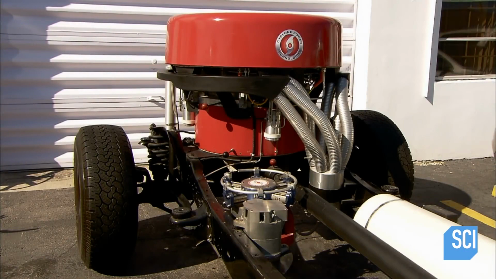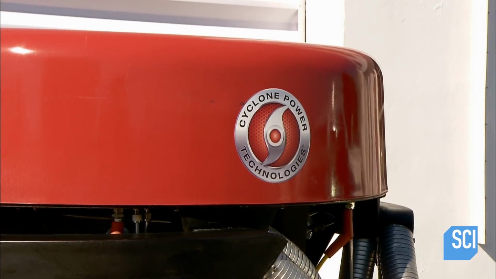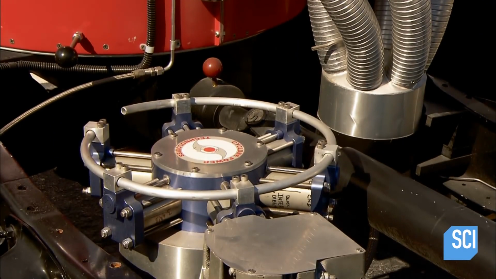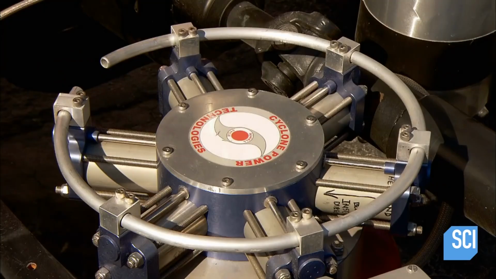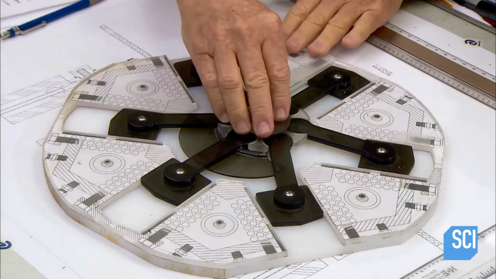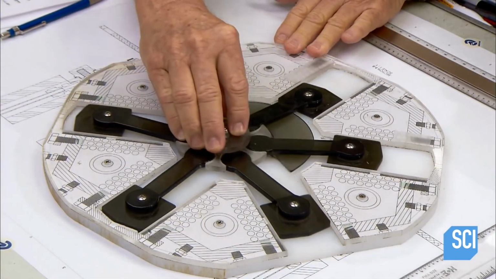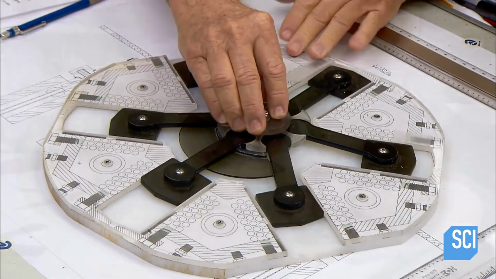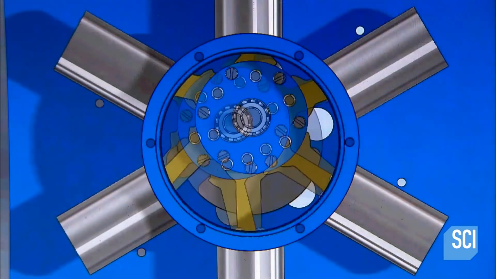This steam engine burns fuel in an external combustion chamber. The resulting heat turns water into pressurized steam that enters the cylinders, pushing pistons, turning a crankshaft that powers the drivetrain. Because this engine doesn't burn fuel inside the cylinders like a traditional car engine, it can run on any type or mixture of fuels with fewer emissions.